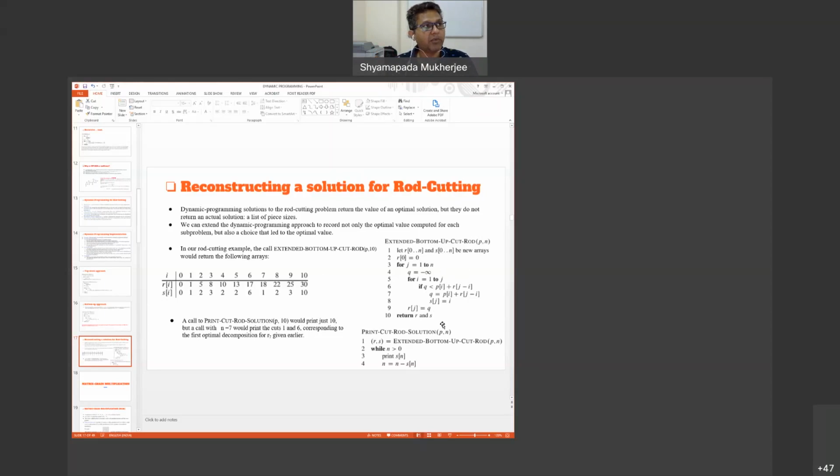So if we want to find the optimal solution, the structure of the optimal solution actually, what we do is we just call print cut rod solution for this value, and it will call this one, and finally from this s value we will be getting the solution for the optimal cut. So it will return the different positions of the cuts. So this is called the rod cutting problem. So in this way we can use dynamic programming for finding the optimal solution. So this is the overview of dynamic programming.